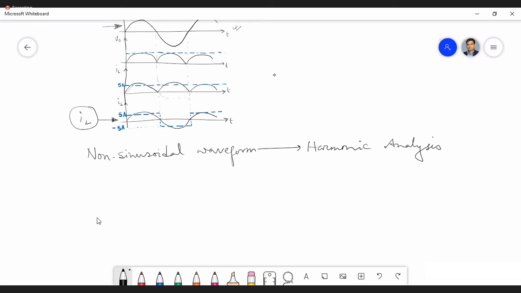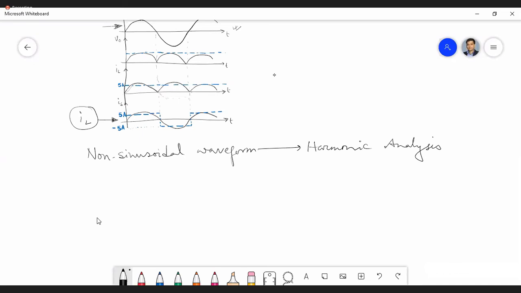Okay, so let me answer like this. Suppose we have a non-sinusoidal waveform. But if we split that non-sinusoidal waveform and get a series of sinusoidal waveforms having different frequencies, at least we are getting some sinusoidal waveforms. That is the first point.